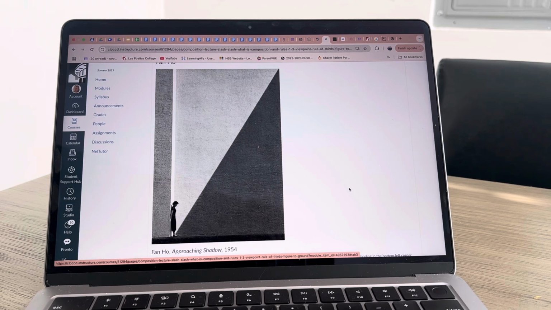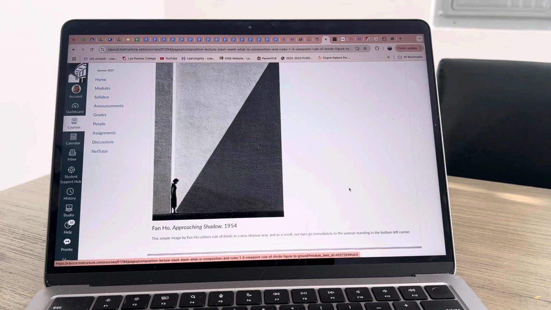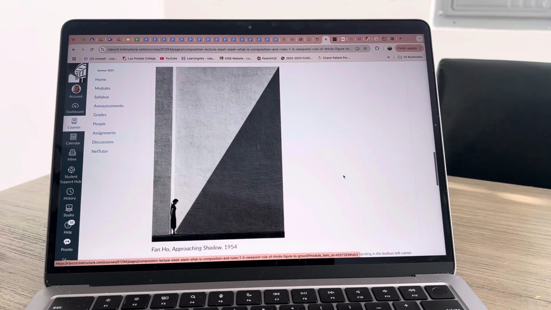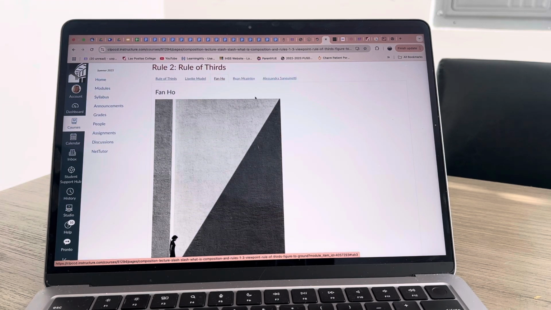Penhole, Approaching Shadow. This simple image by Van Hole utilizes the rule of thirds in a very obvious way. As a result, our eyes go immediately to the woman standing at the bottom left corner. And it gets movement of the eyes.